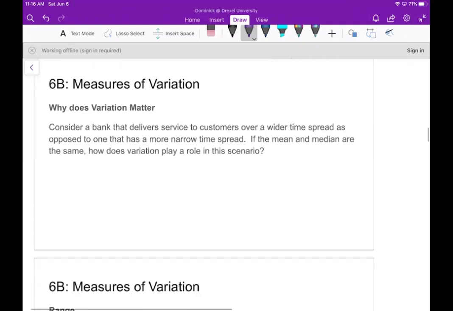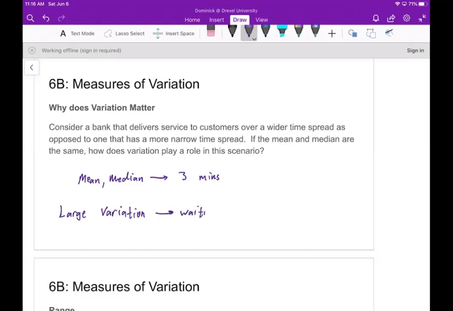Now, consider a bank that delivers service to customers over a wider spread of time as opposed to one that has a more narrow time spread. If the mean and median are the same, how does variation play a role in this scenario? So let's say that the mean and median wait time is, say, 3 minutes. Now, if you have large variation, waiting 15 minutes will be more common.